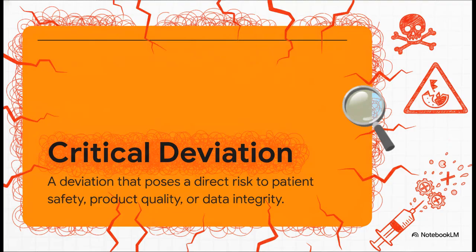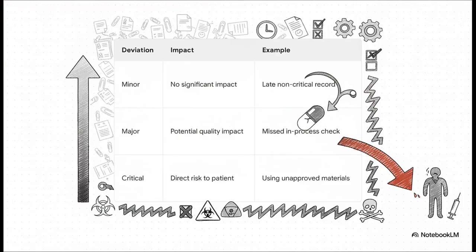And then you have the big one, critical deviations. These are your full-on code red alerts. A critical deviation means there's a direct and immediate danger to a patient's safety, to the medicine's quality, or even to the integrity of the data itself. We're talking about things like using an ingredient that was never approved, or, and this is a huge one, faking or hiding data.